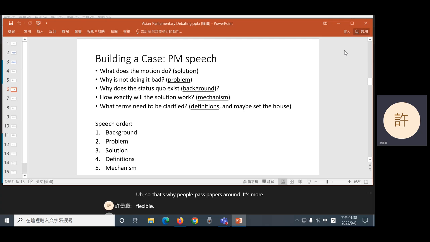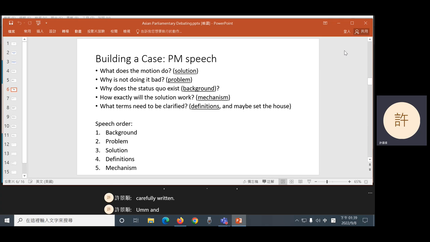So that is during the preparation period. Once you see the motion, how do you think about the motion? But then you have to start putting things on paper and preparing the first speech. The PM has the advantage because the PM doesn't have to reply to anybody. Whatever they say is part of the debate. There's no question about this. So the PM speech should be carefully written.